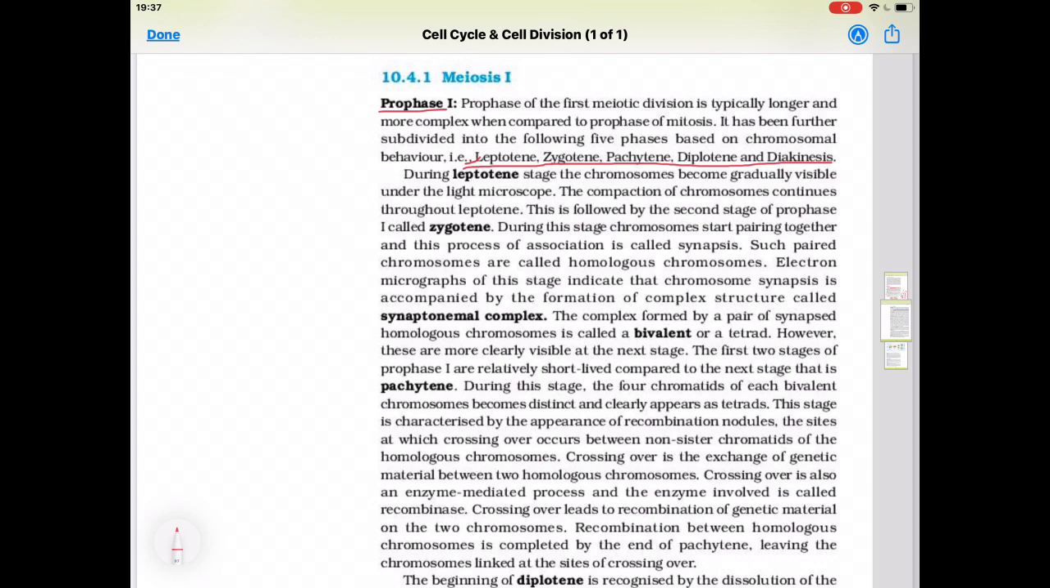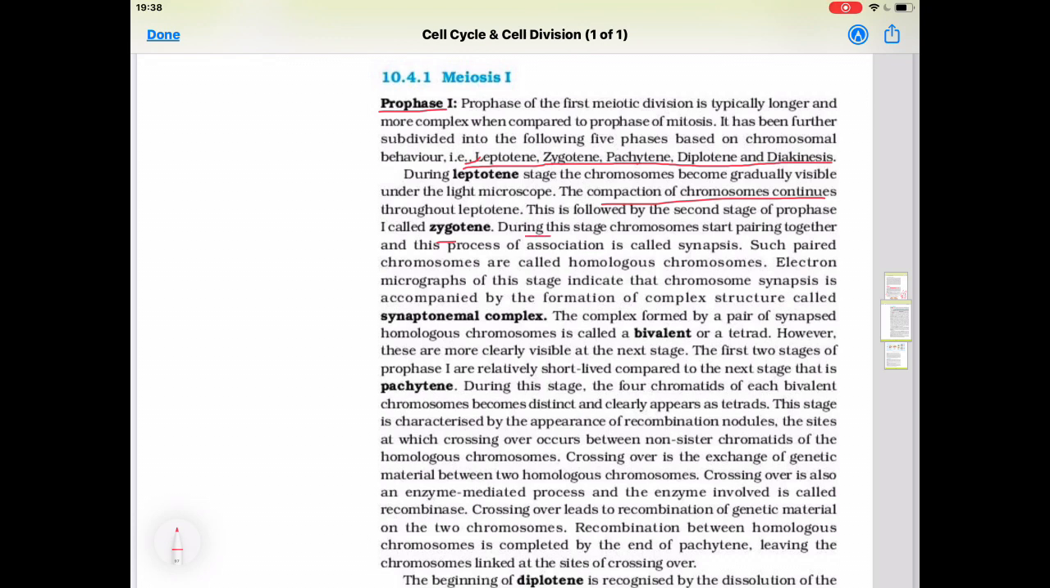During leptotene, the compaction of chromosomes continues. This is followed by the second stage of prophase 1 called zygotene. So mainly in leptotene, the chromatin material changes into chromosomes. Loss of water occurs from the chromatin material, and they take a proper shape and become chromosomes. Compaction of chromosomes occurs. Next is zygotene.